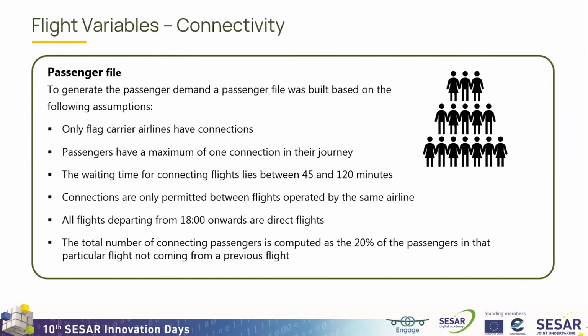The second flight variable input is the connectivity of the passengers. Here, in order to generate the passenger demand, a passenger file was built based on some relevant assumptions that are listed below. I will comment some of them. For instance, only flag carrier airlines have connections, passengers have a maximum of 1 connection in their journey, or the waiting time for connecting flights lies between 45 and 120 minutes.